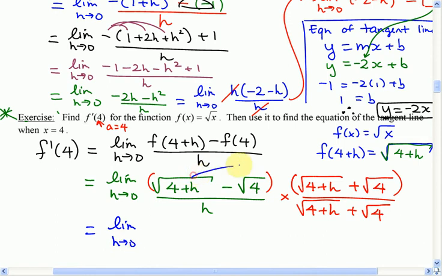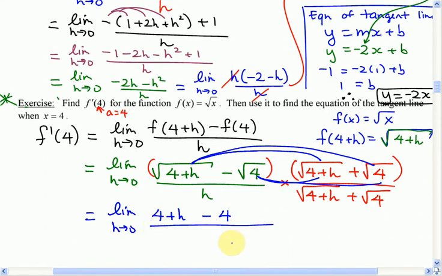What's root 4 plus h times root 4 plus h? 4 plus h, right. Then you got root 4 plus h times root 4, and then you got this one over here that's also the same thing, but there's a minus sign, so they just cancel each other out. And the last term is root 4 times root 4, which is just 4. Okay?